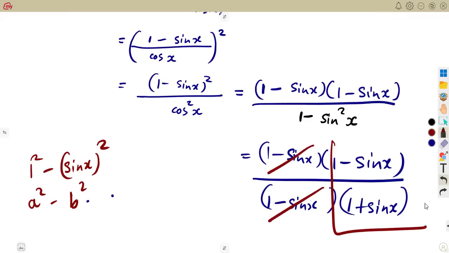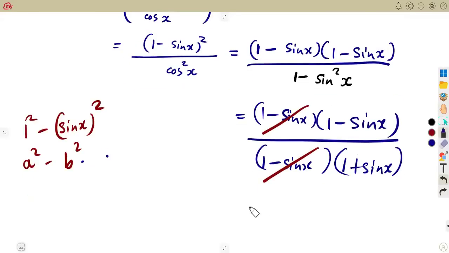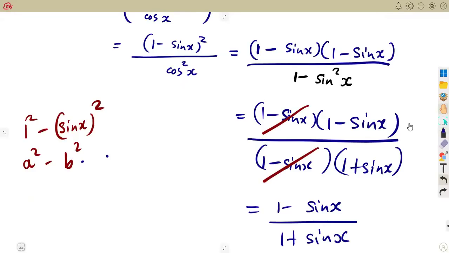So we remain with this. Is it exactly what we have on the left-hand side? 1 minus the sine of x over 1 plus the sine of x. Exactly what we're given on the left-hand side.